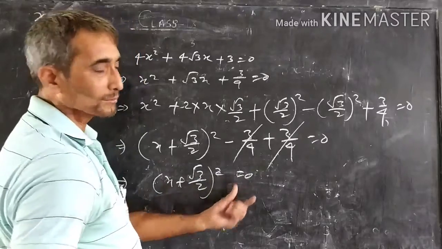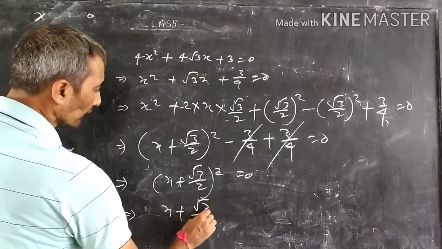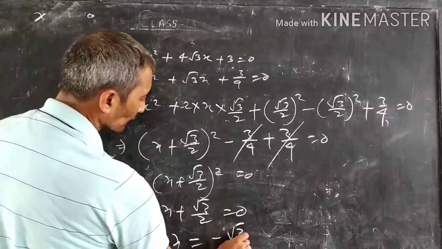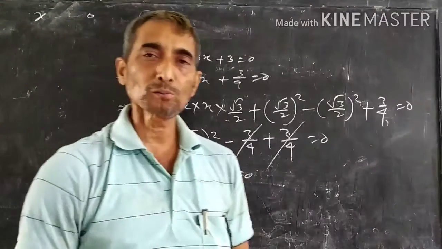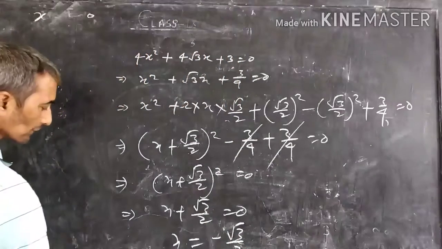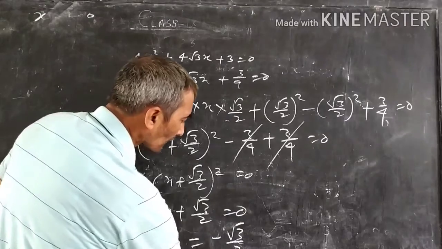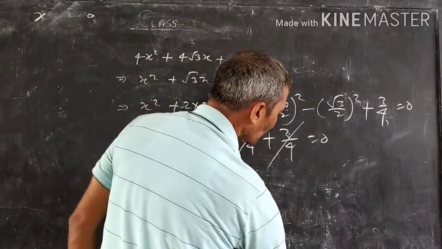If this square equal to 0, this implies that x plus root of 3 by 2 is also equal to 0. Now x is equal to minus root of 3 by 2. Since D is equal to 0, therefore two roots of the equation are same. Therefore you can say that roots are minus root of 3 by 2 and minus root of 3 by 2.